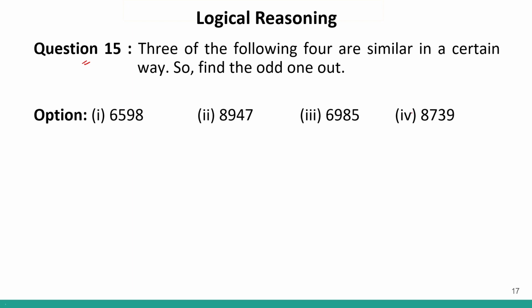Now let us look at question number 15. Again, 4 options are given and we have to identify which of them is the odd one out. Let us look at option number 1. We have 6 plus 5 plus 9 plus 8. So 6 plus 5 is 11, 11 plus 9 is 20, and 20 plus 8 is 28. Now we have 8 plus 9 plus 4 plus 7. So 7 plus 4 is 11, 11 plus 9 is 20, and 20 plus 8 will be 28.